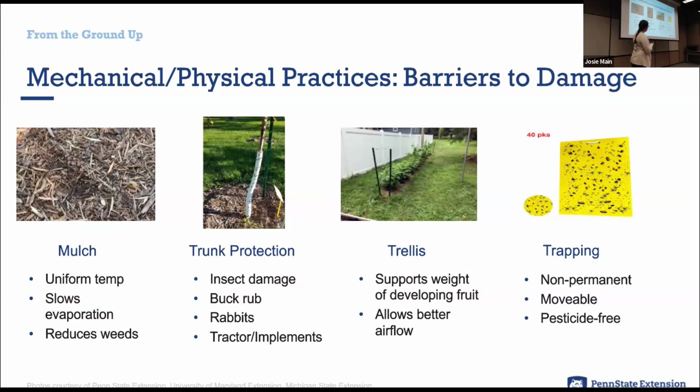Trunk protection, we did talk about that a little bit. And trapping, so I talked about some of the insect stuff that you can do. Now there's a lot of different kinds of traps. This is considered an IPM, like a physical barrier, because if you're not using a bait or a lure, you just have a sticky trap, it's just removing insects from your area.